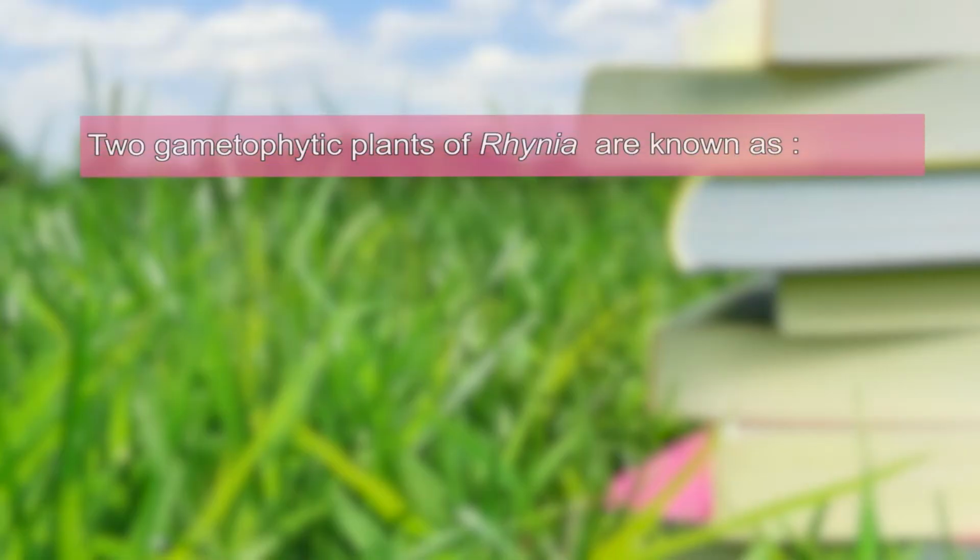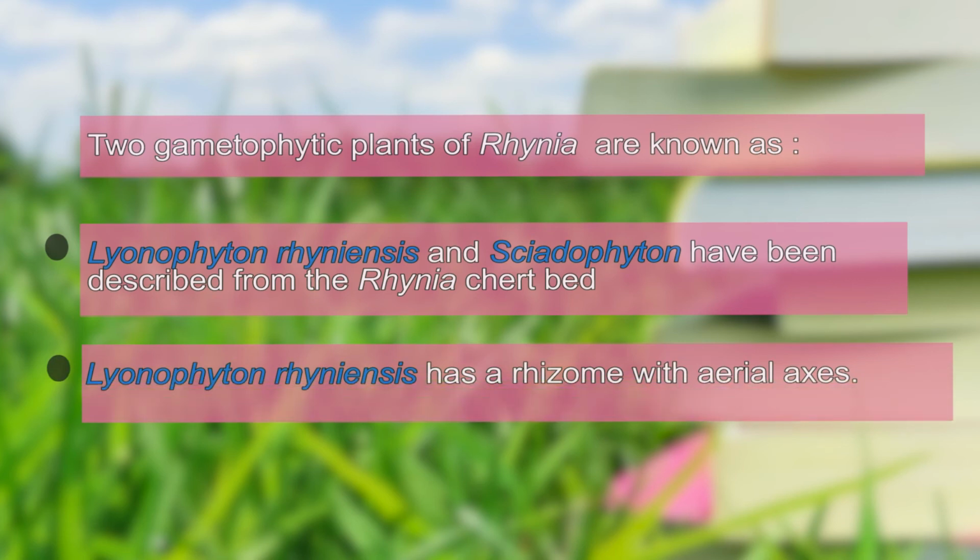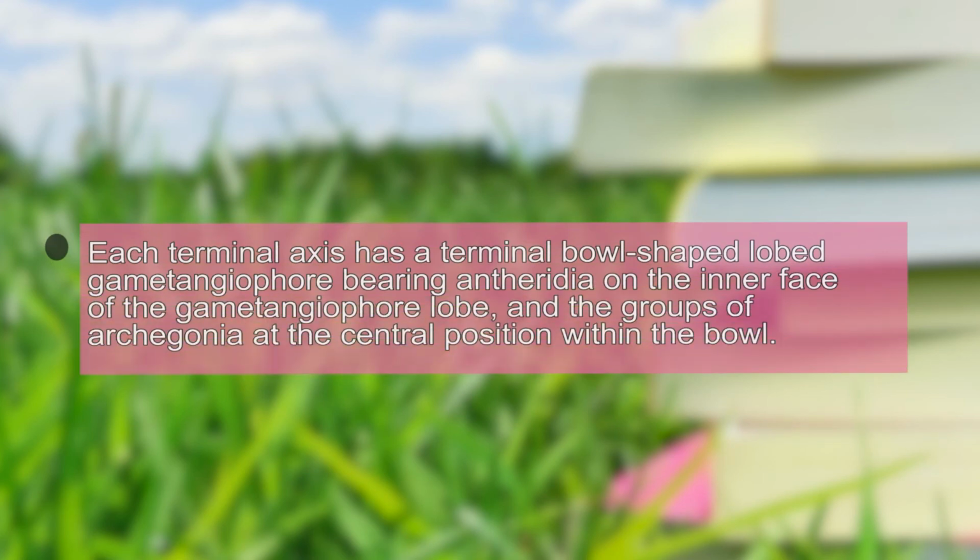Now coming to the gametophytic stage. In Rhynia, we see that there are 2 gametophytic plants, the Lyonophyton rhyniensis and Sciadophyton. Both have been described from the Rhynie chert. Lyonophyton rhyniensis had a rhizome with aerial axis. This aerial axis has a terminal bowl-shaped lobed gametangiophore bearing antheridia on the inner face of the gametangiophore lobe and the groups of archegonia at the central position within the bowl.